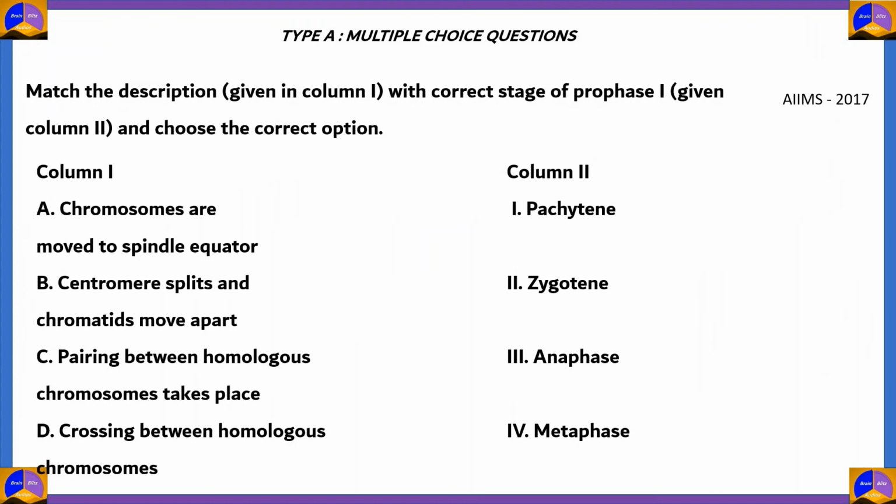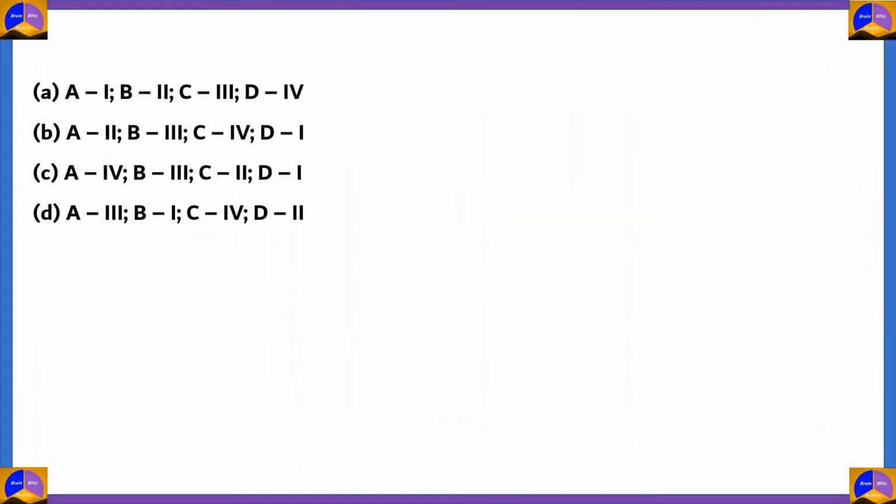And this is our last question. Match the description given in column 1 with the correct stage of prophase 1 given in column 2 and choose the correct option. So column 1: chromosomes are moved to spindle equator, centromere splits and chromatids move apart, pairing between homologous chromosomes takes place, and crossing between homologous chromosomes. Column 2 contains pachytene, zygotene, anaphase, and metaphase. And over here, we have 4 options.